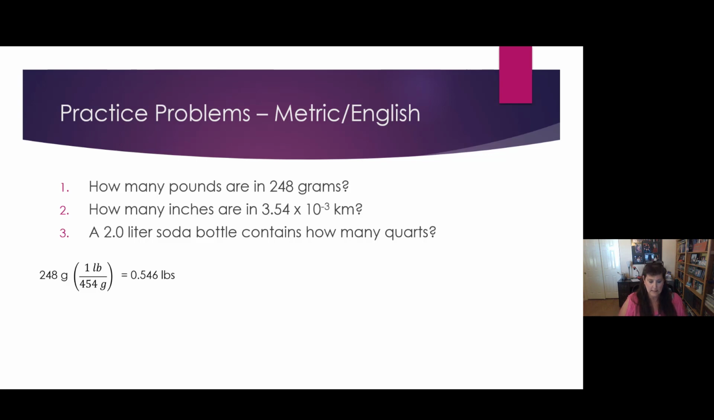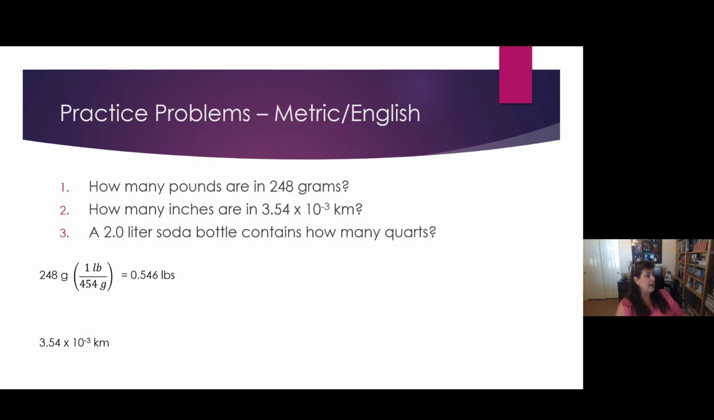I did. So that's what we're given, that's what we start with: 3.54 times 10 to the minus 3 kilometers. Now we're trying to get to inches. Kilometers is metric, inches is English. So again, I'm going to use one of the crossovers here.